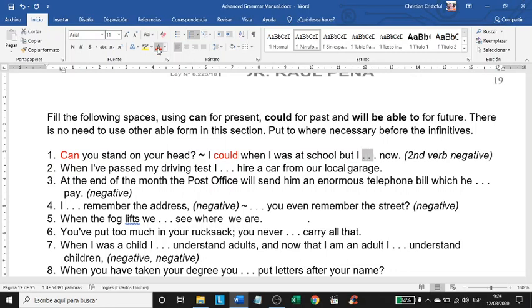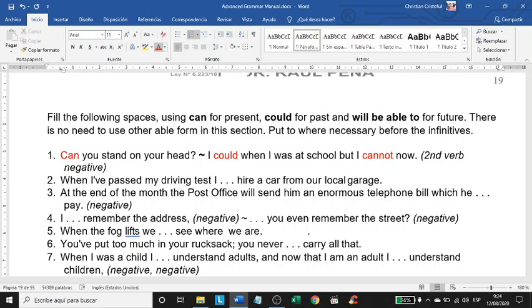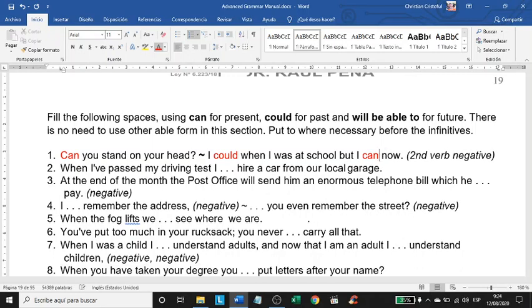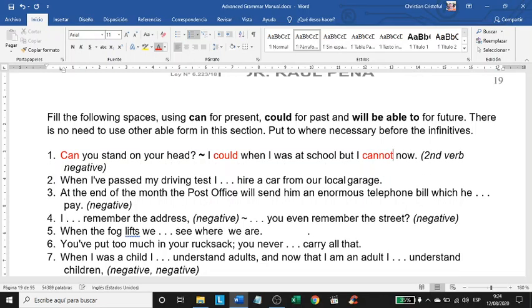But now, present, I cannot now. Can you stand on your head? I could when I was at school, but I cannot now. Yes, you can make contractions and write I can't now. You can do that too. Okay, number 2. When I have passed my driving test, I hire a car from our local garage. Let me see.